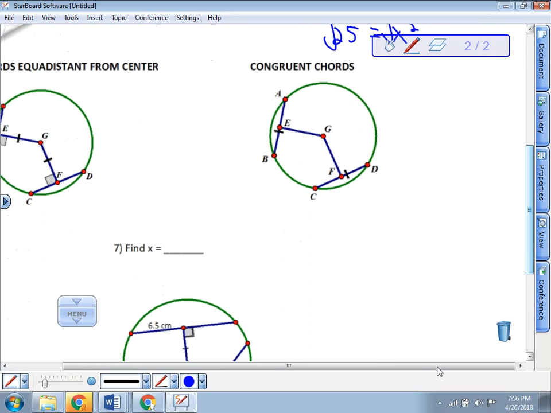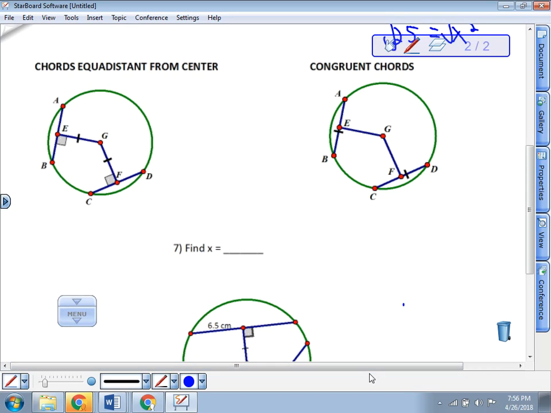Then the last one, pretty simple. If chords are equidistant from the center, they're congruent. So they're equidistant, which means that these chords are congruent. It goes the other way. If the chords are congruent, then they're equidistant from the center.